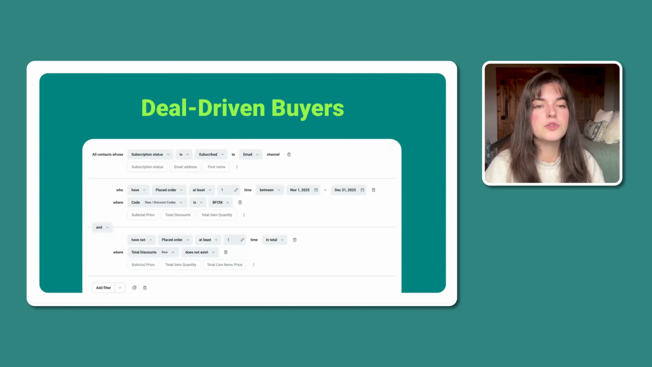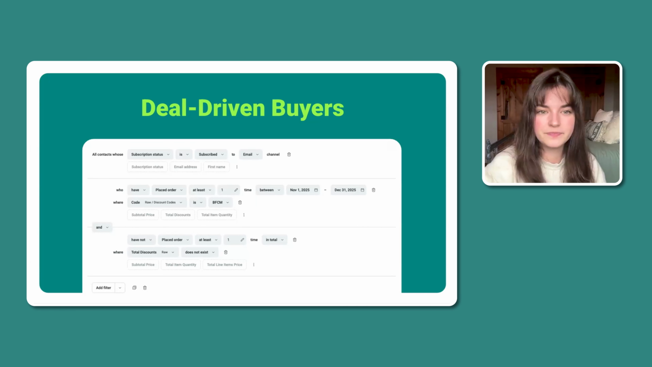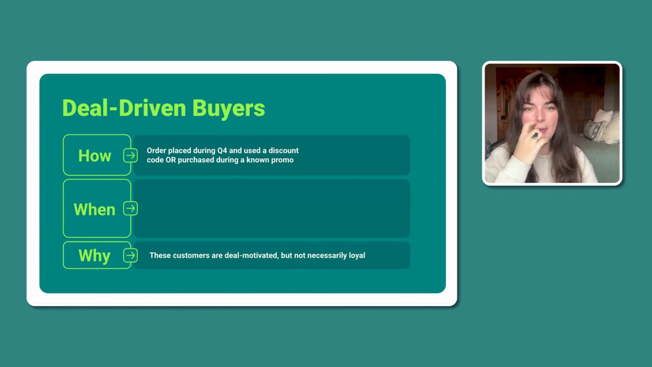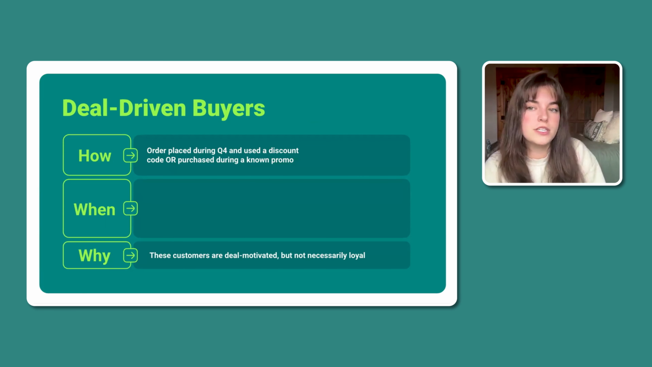All right, let's go to our third segment, the deal-driven buyers. Okay, so how are we going to build this? We are going to use the order placed filter during Q4, and they used a discount code. But maybe you didn't use a discount code in the Black Friday, Cyber Monday period. Maybe all of your products were just on discount, and there was no coupon necessary. Just make sure that they purchased during that known promotion period.